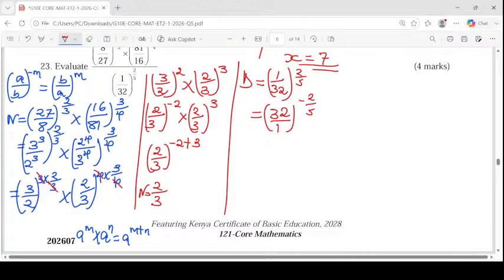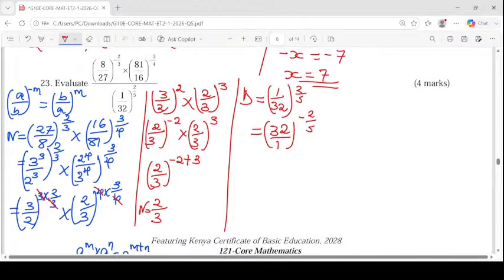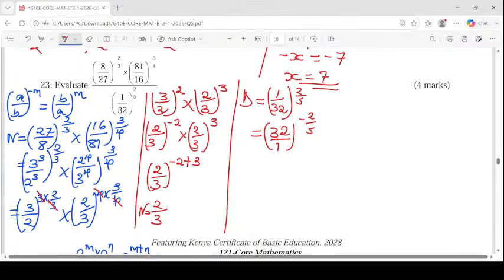Then, having this, is there another way we can manipulate this? We are now having 2 raised to the power negative 2 over 5.